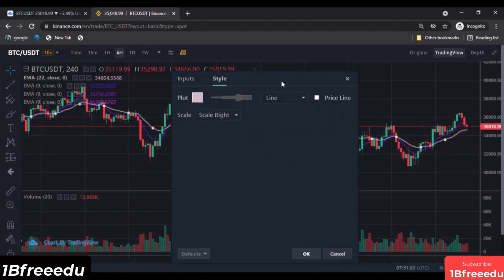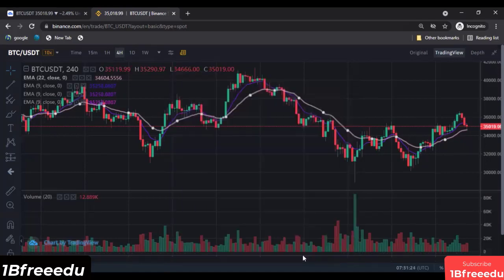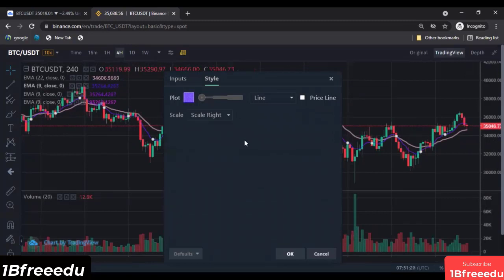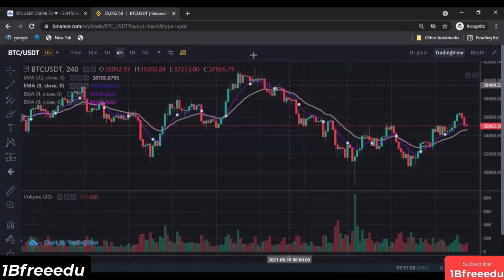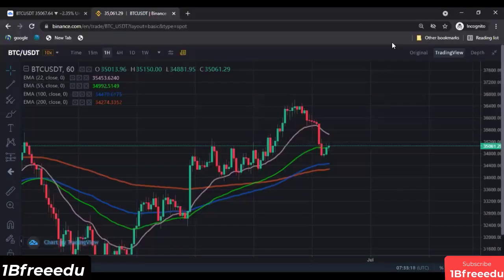You can customize here as well. So I would do that, and I will be back. Yeah, so I have set this up, I've shown you how to set up one, and then I set up all four. So basically you would need 4 exponential moving averages: 22, 55, 100, and 200.